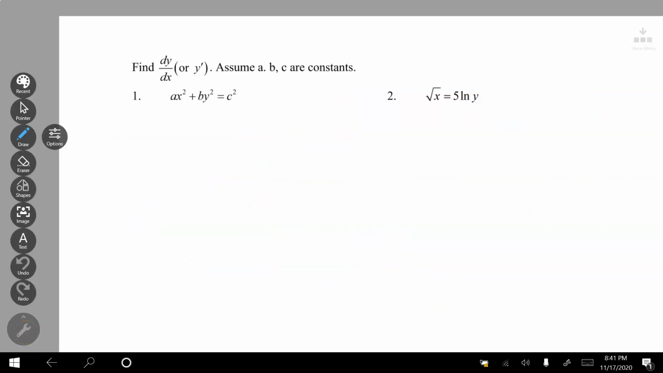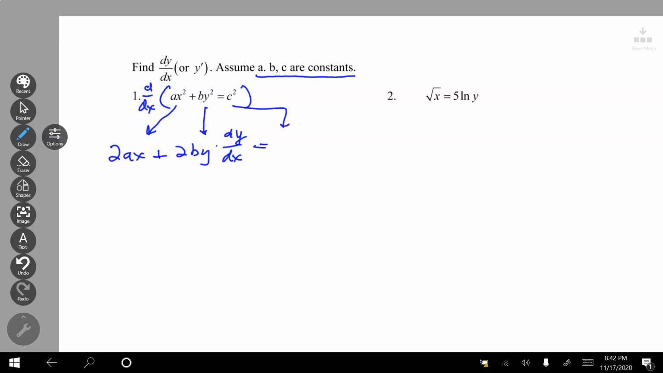Okay, let's try some examples. My instructions are that a, b, and c are constants. That means they're just numbers. So when I take the d dx of this, well, this first term is going to be 2ax plus 2by, and there's a y there, so it's going to be a dy dx with it, or y prime, whatever you want to call it, equals, and the derivative of c squared, which is just a number, is 0.